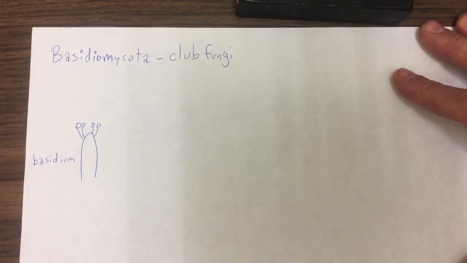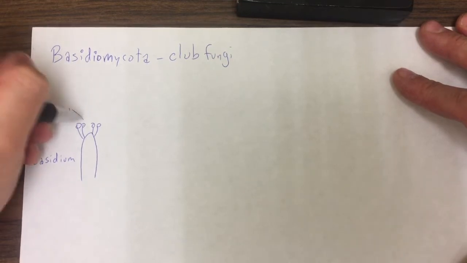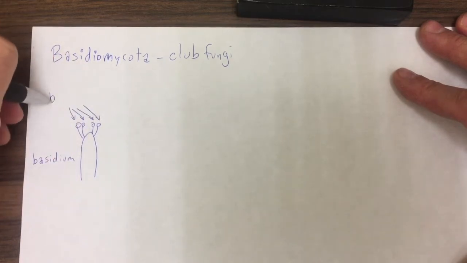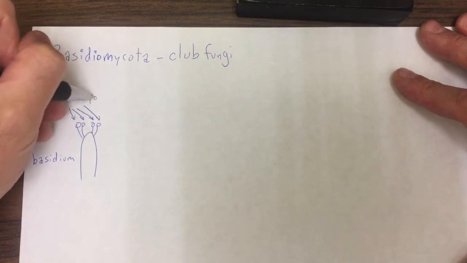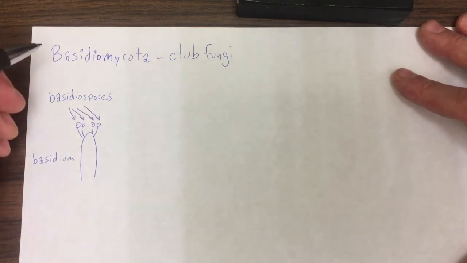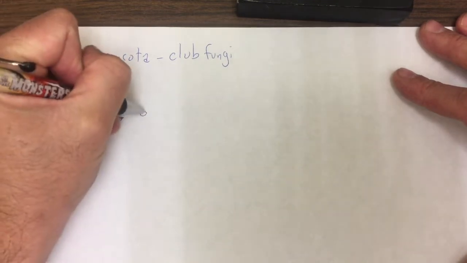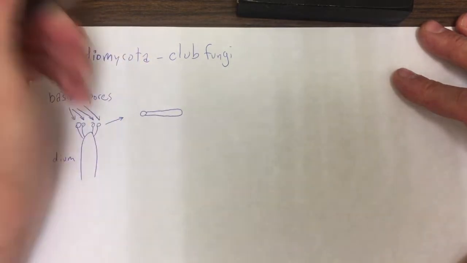This is a basidium. It looks kind of like a club, and the basidium produces these things, and these things are basidiospores. And the fact that there are 4 of them gives you a clue as to how they are produced. But let's take one of these basidiospores and germinate it to form a hypha.